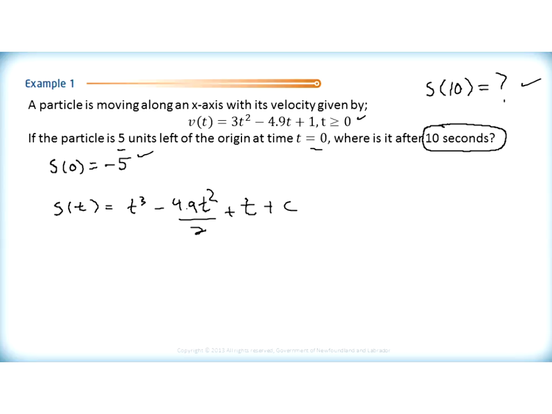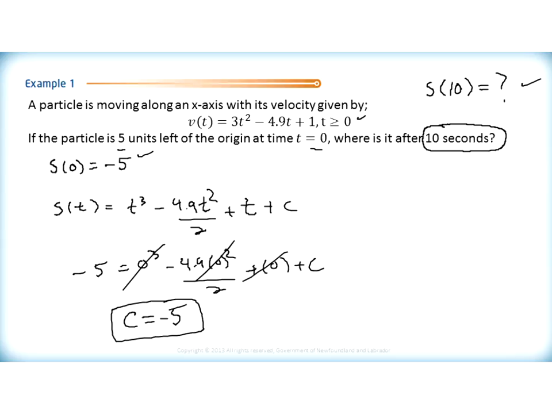So we'll use our initial condition now. So s of 0 is -5, so when t equals 0, we've got this stuff shaken down. And these three terms are all going to disappear because they're all 0 anyway, so it tells us our value for c is -5 based on our initial condition. So that tells me two things. Number one, my position function is s of t equals t cubed minus 4.9 over 2 t squared plus t, plus my constant, which is now minus 5. And it tells me that I can now solve my problem.